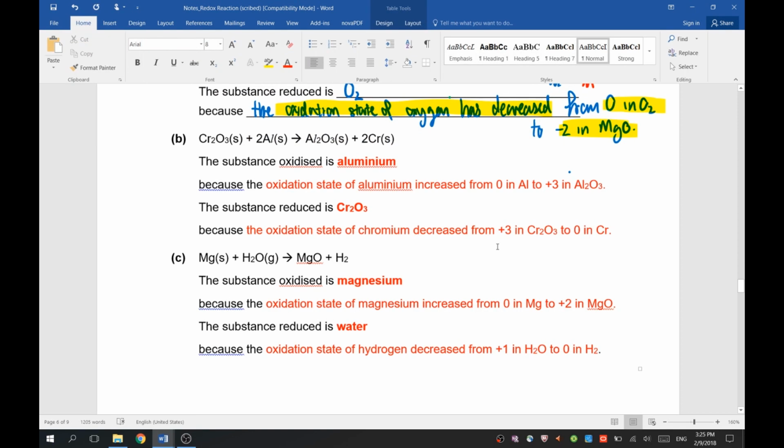Alright, the answers for the practice questions B and C. Okay, by now you have noticed that sometimes in oxidation state, you actually have to work out for everything, and not everything will change at the end. What do I mean by that?